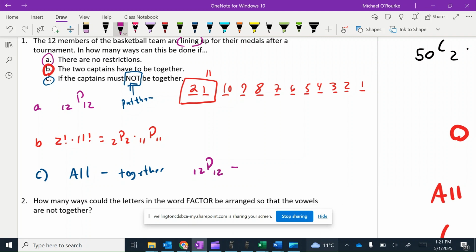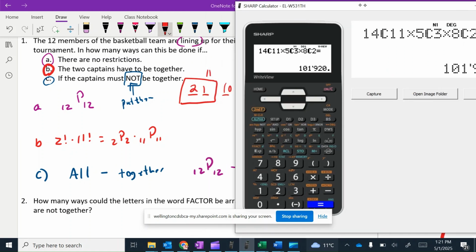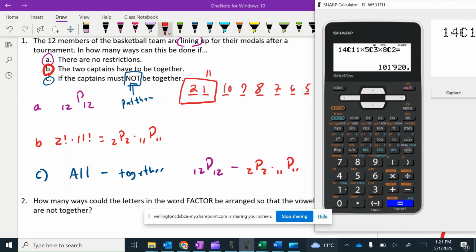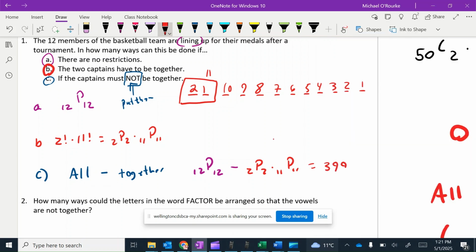Minus, now the opposite of them not together is together, which would be 2P2 times 11P11. If I plug that in my calculator, that would give me 12P12 minus, I'm going to put some brackets, 2P2 times 11P11. Boom. So 399 million ways we can do that. Okay? So that would be my answer. 399 million ways to take care of that.